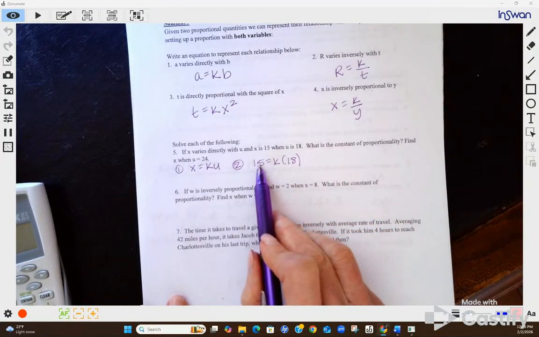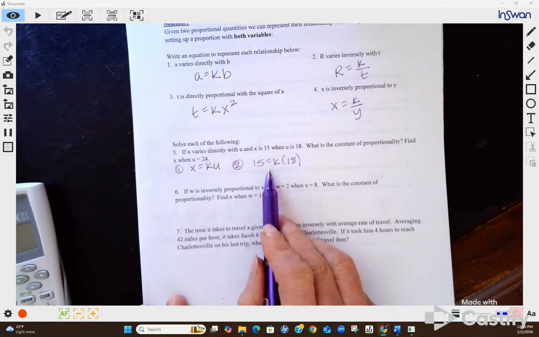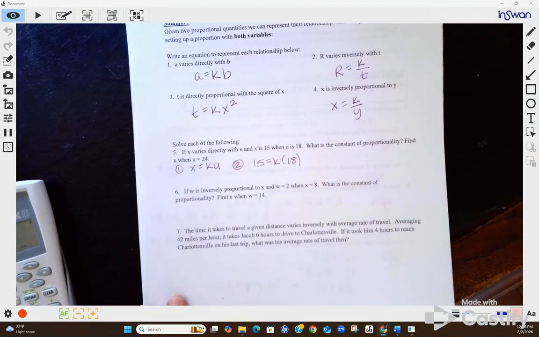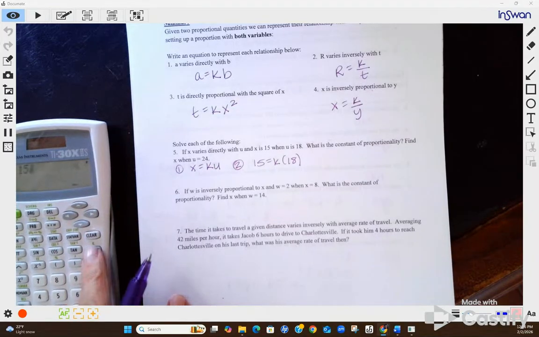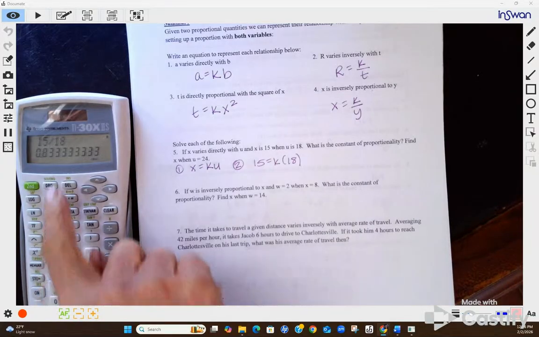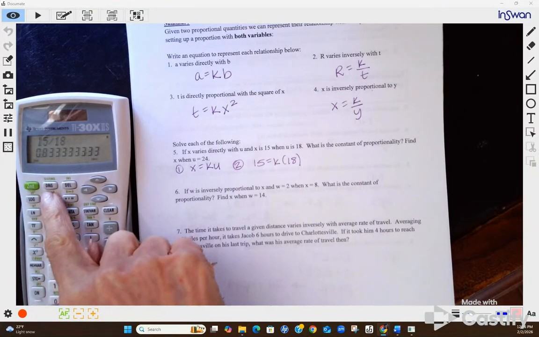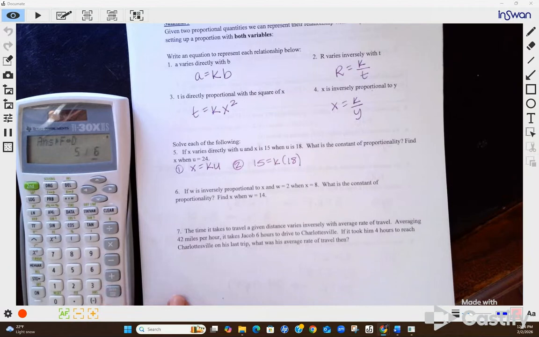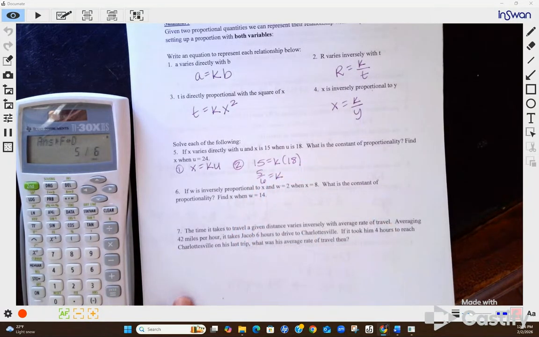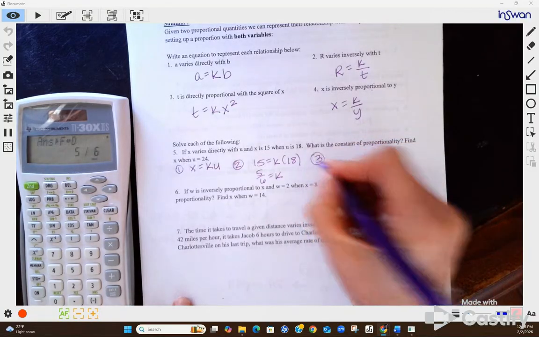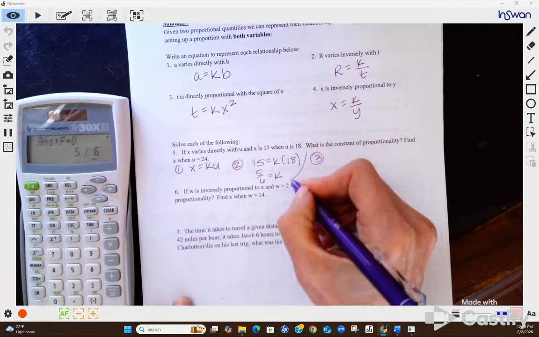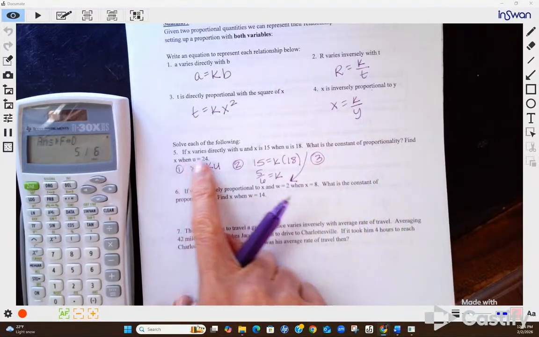We're going to divide both sides by 18. So in your calculator, you're going to do 15 divided by 18. Let's see. 15, if you can see that, divided by 18, you get 0.833, or if I do second PRB, 5/6. Constant of proportionality is 5/6. Then the third thing, what is the constant of proportionality? That's 5/6. And then find X when U is 24.